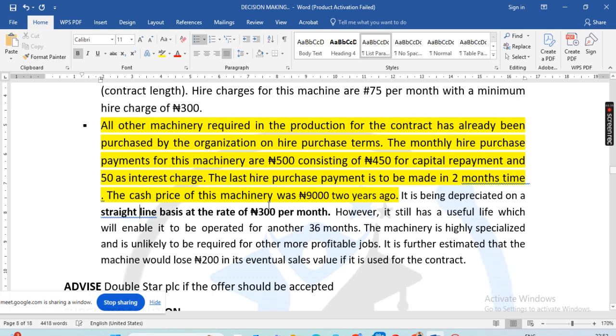Now, however, it still has a useful life which will enable it to be operated for another 36 months. The machine is highly specialized and is unlikely to be required for other more profitable jobs. It is further estimated that the machine would lose 200 naira in its eventual sales value if it is used for the contract.